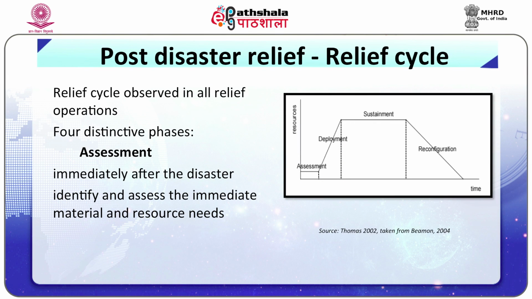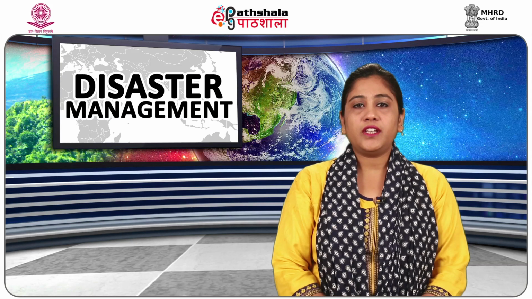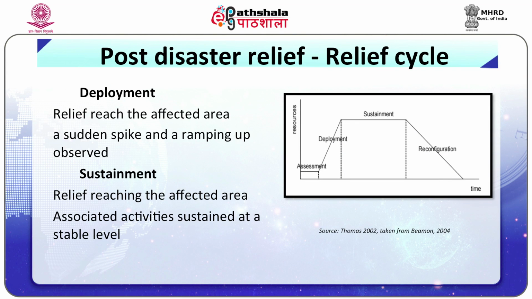Let us discuss the relief cycle. The relief requirements in a post-disaster operation can be segregated into 4 distinct phases. First is assessment. This phase is carried out immediately after the disaster strikes to identify and assess the immediate material and resource needs of the affected people. During this phase, there is no significant movement of resources or material. Second, deployment. In the deployment phase, the relief reaching the affected area and the associated activities go through a sudden spike and a ramping up of processes.